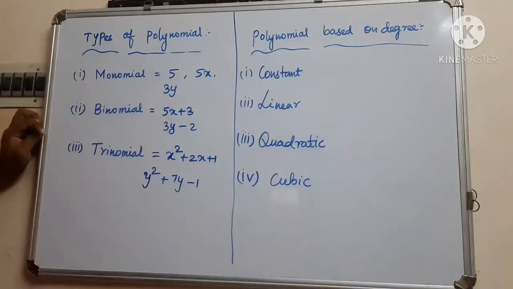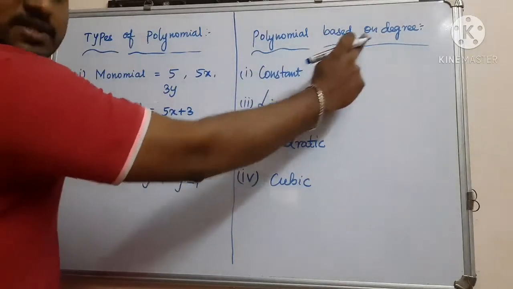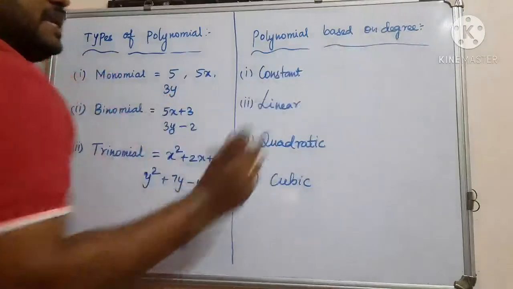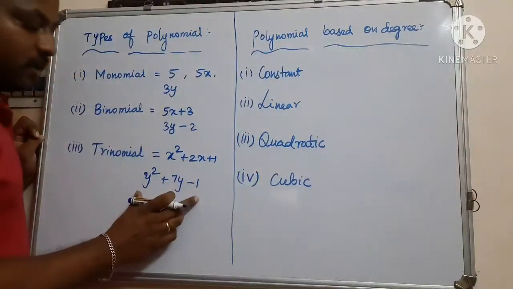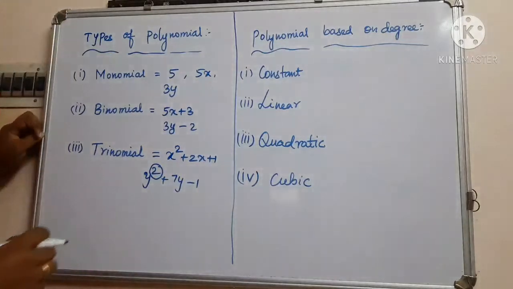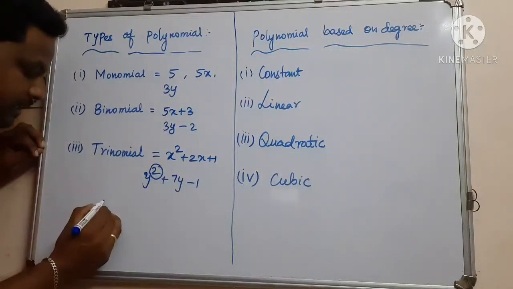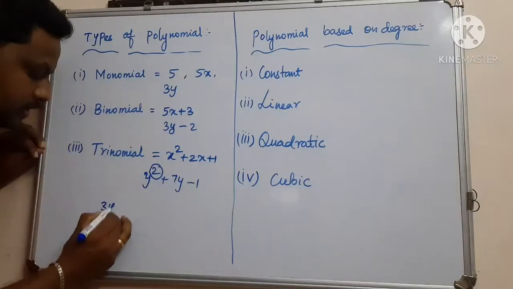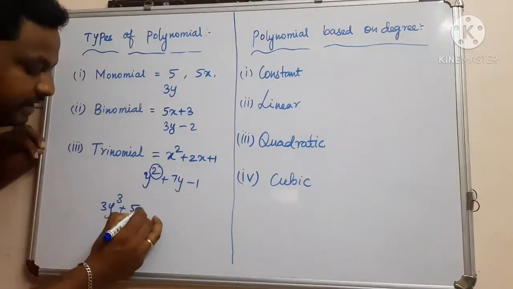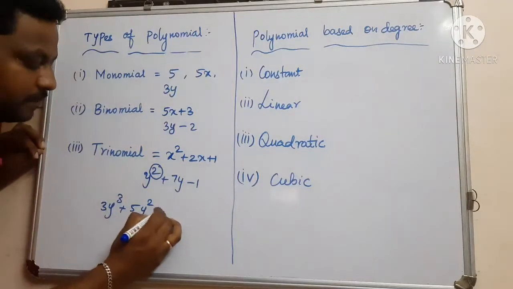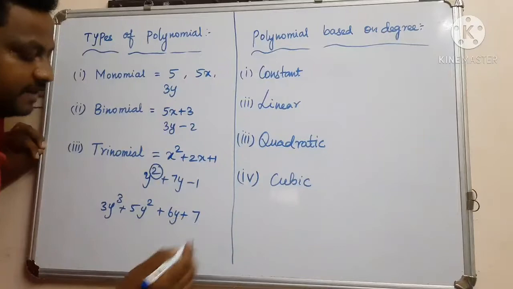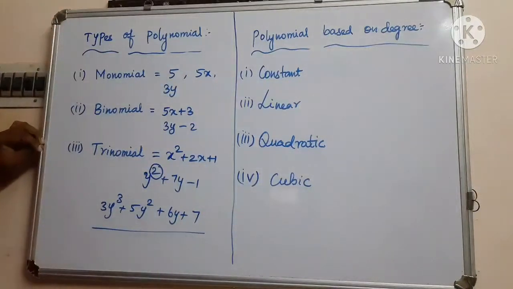And then second one is polynomial based on degrees. So what is the meaning of degree? Degree means in that polynomial, the powers are called degrees. For example, 3y cube plus 5y square plus 6y plus 7. So this is one polynomial.